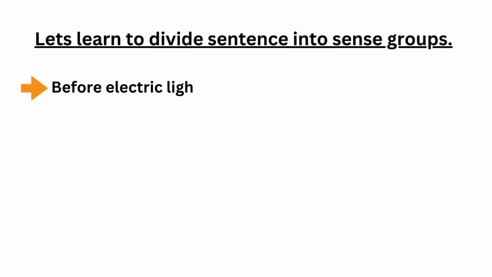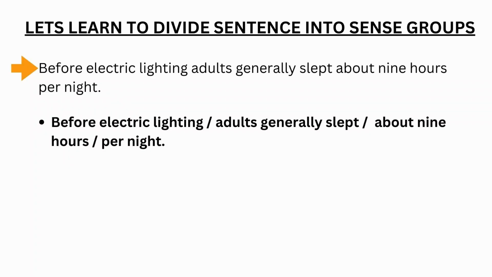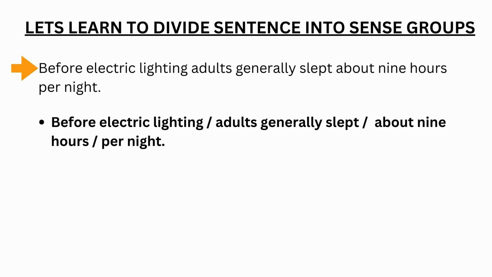Before electric lighting, adults generally slept about 9 hours per night. I would like to discuss this sentence and make sense groups in two ways. In the first one, we can see we have 4 sense groups. Before electric lighting, adults generally slept, about 9 hours, per night. So the slash shows a pause. Now just observe how I pause at the end of every sense group. Before electric lighting, adults generally slept about 9 hours per night.